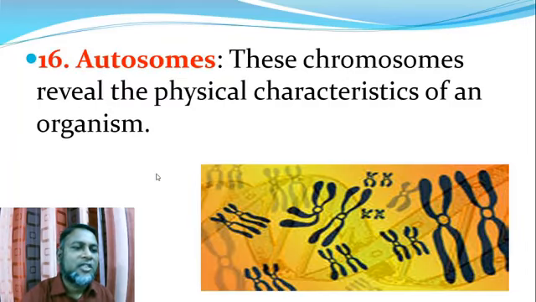At last we discuss autosomes. These chromosomes reveal the physical characteristics of an organism other than sexual characters or determination of sex. These chromosomes are known as autosomes. In the human body we have 22 pairs of autosomes and 1 pair of sex chromosomes.